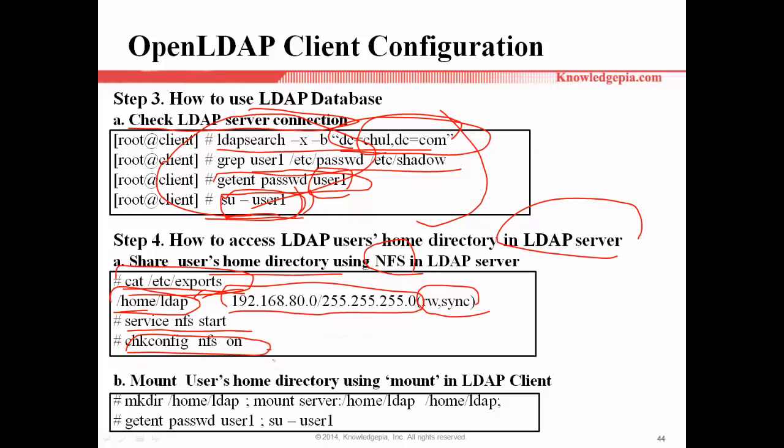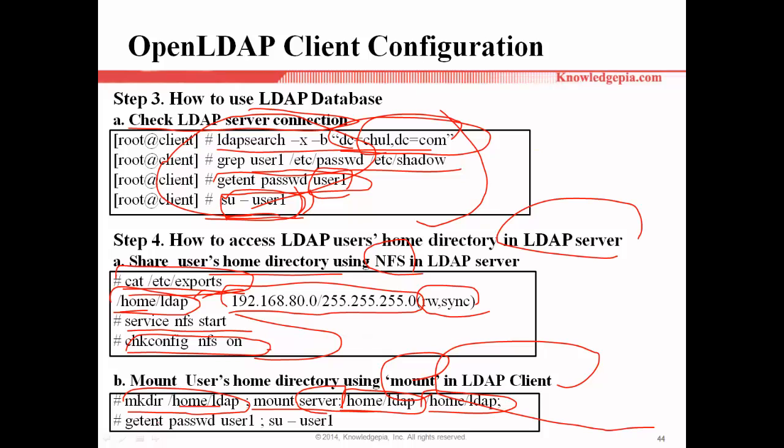B, mount the user's home directory using mount in the LDAP client. In A, we already shared the user's home directory. So now it's time to mount this user's home directory in the client system using mount. First, create the home directory /home/ldap, and after that, mount the server, in my case, server is the host name, and /home/ldap is the directory name to be shared. And after that, the mounting point /home/ldap. If we use this kind of command, then this user will be successful with the user's home directory.